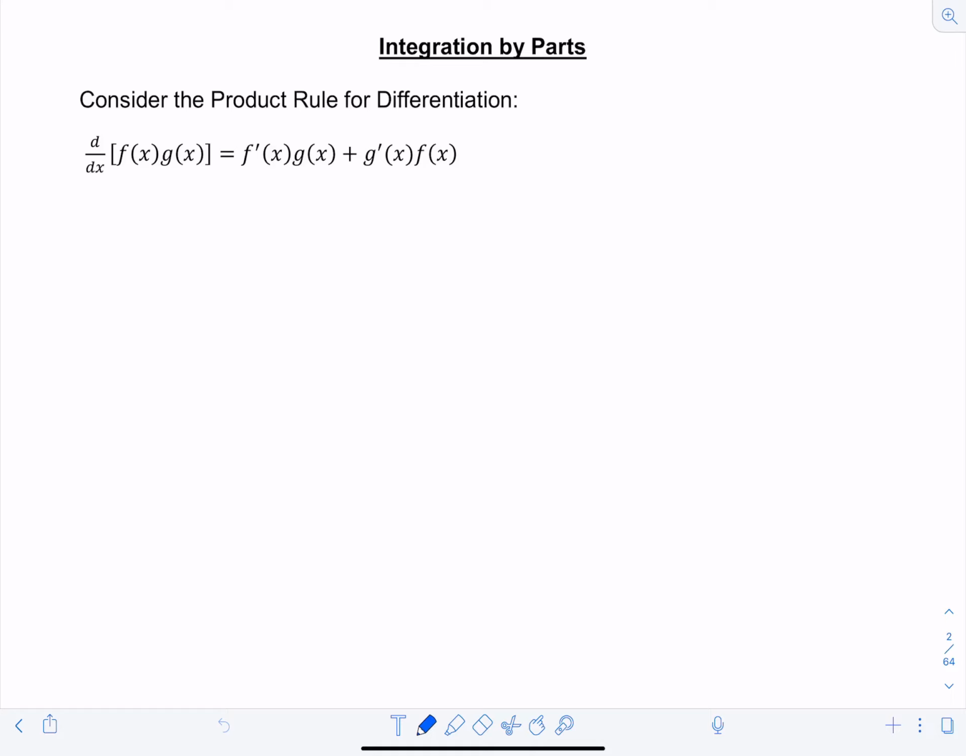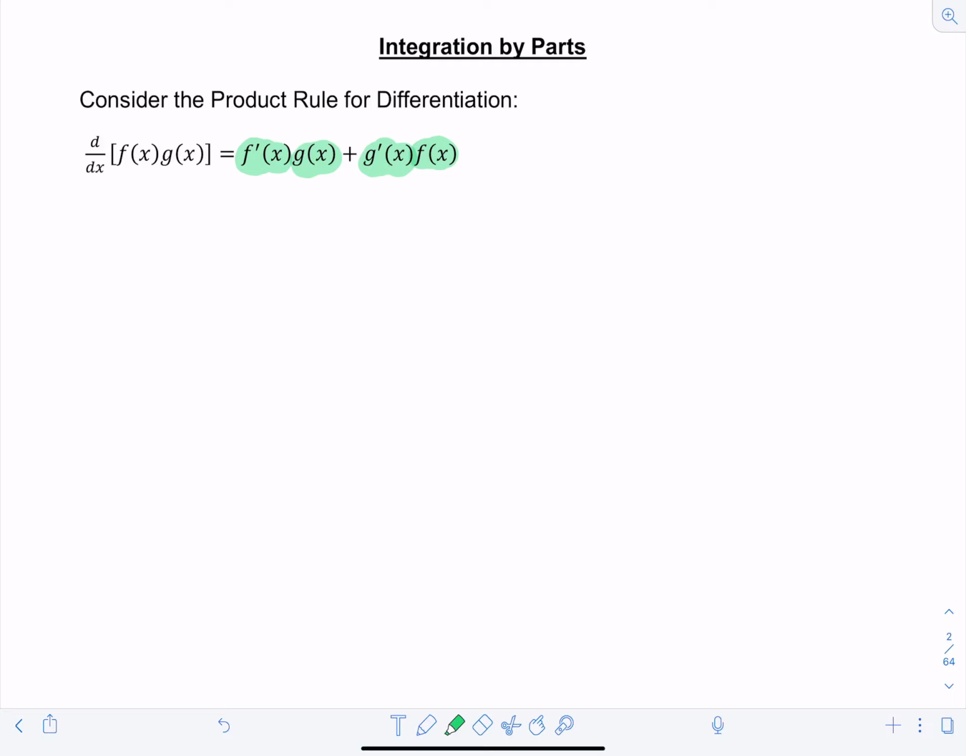So if you'll recall, when you're taking the derivative with respect to x of a product of two functions, f of x times g of x, the result is f prime of x times g of x as is plus g prime of x times f of x. Basically, I think of it like the two functions take turns having their derivative taken, right?